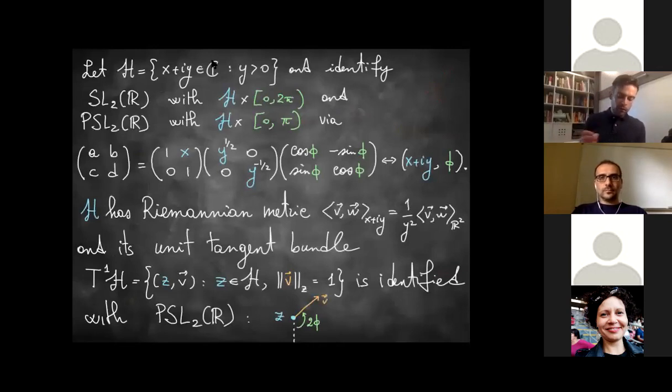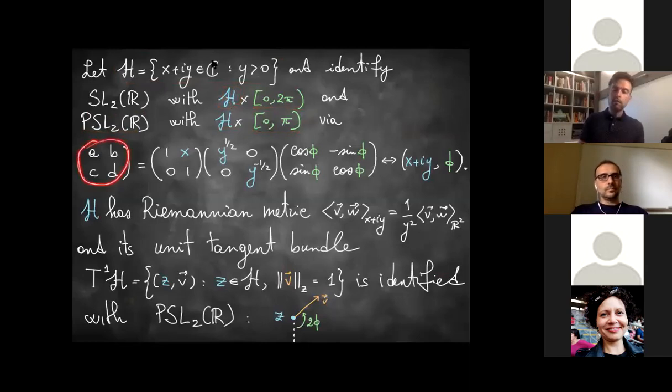You're familiar for sure with the upper half plane, the Lobachevsky upper half plane. This upper half plane can be used to identify SL2R and PSL2R with a product of H with an interval. In the case of SL2R, you will get H with the interval 0, 2 pi, and with PSL2R, you will get 0 to pi as your interval. And how does this identification go?